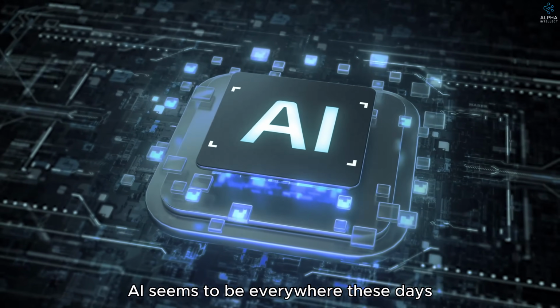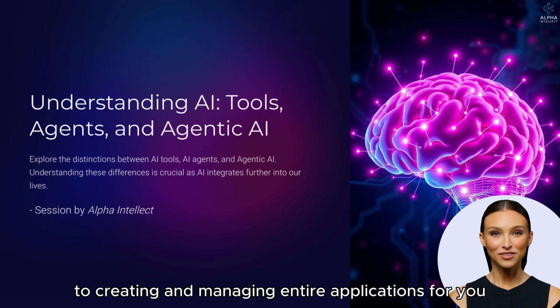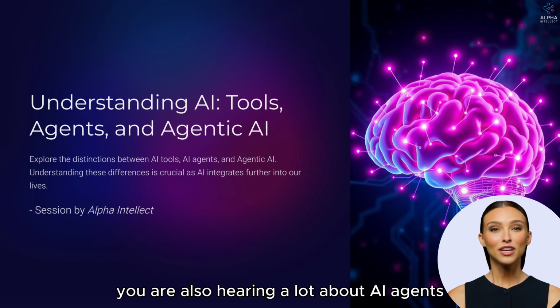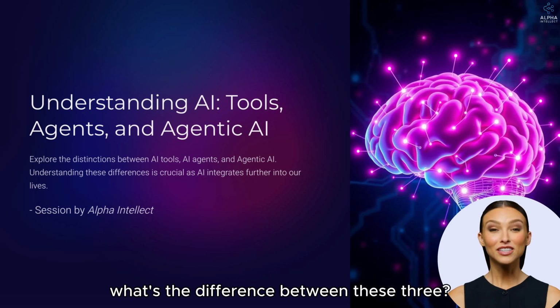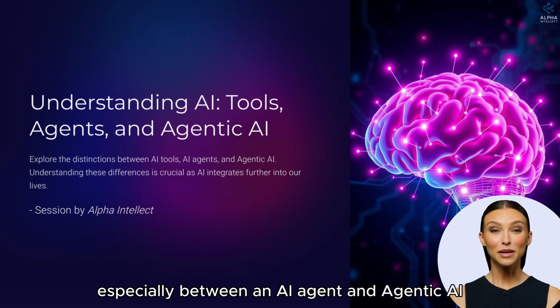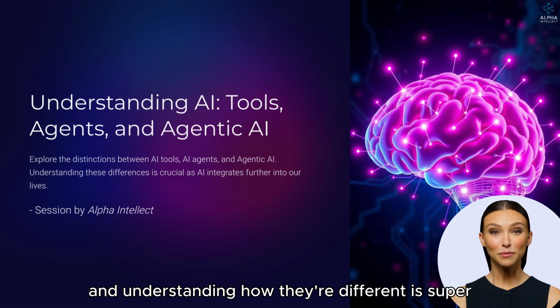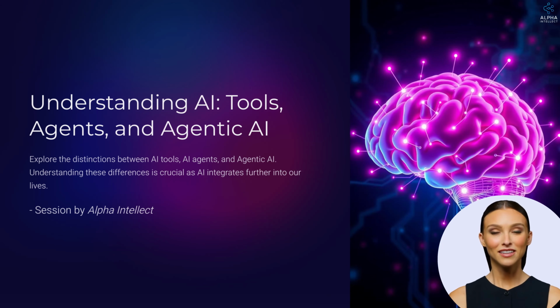AI seems to be everywhere these days, from helping you write essays to creating and managing entire applications for you. Just like you have heard of various AI tools, right now, you are also hearing a lot about AI agents and agentic AI. But have you ever wondered, what's the difference between these three? Especially between an AI agent and agentic AI? They sound similar, right? But they're not the same. And understanding how they're different is super important, especially now that AI is becoming a bigger part of our lives.